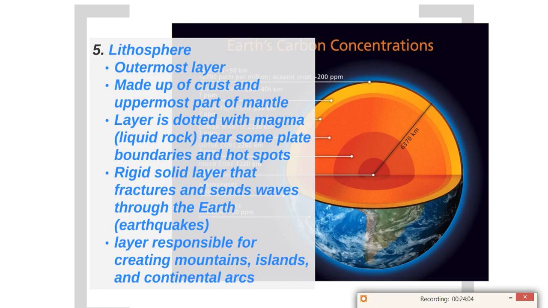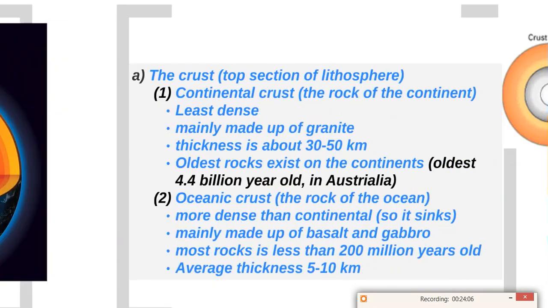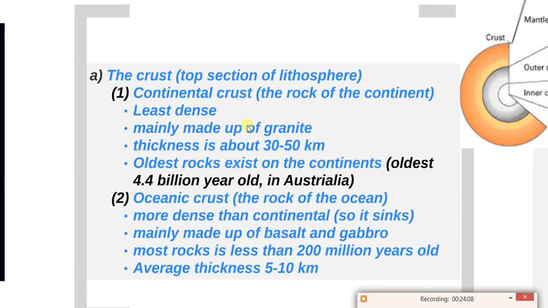All right, so the crust is the top section of lithosphere. And we have basically two types of crust, continental crust and oceanic crust. The continental crust, pretty obvious here, but it's the crust of the continent. It is the least dense layer, which is very important, actually, to remember. Mainly made up of granite rock. The thickness is about 30 to 50 kilometers thick.